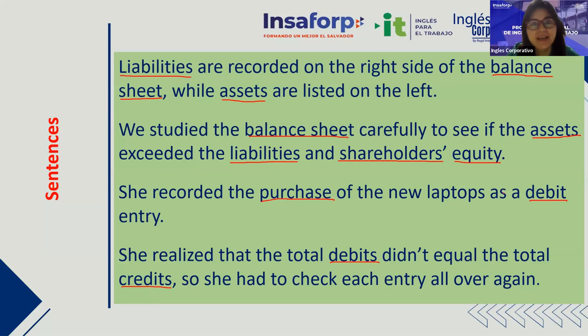And we have some sentences. Liabilities are recorded on the right side of the balance sheet, while assets are listed on the left. We studied the balance sheet carefully to see if the assets exceeded the liabilities and shareholders' equity. We're using the vocabulary in context, right? She recorded the purchase of the new laptops as a debit entry. She realized that the total debits didn't equal the total credits, so she had to check each entry all over again. So that's what an accountant should do, right?